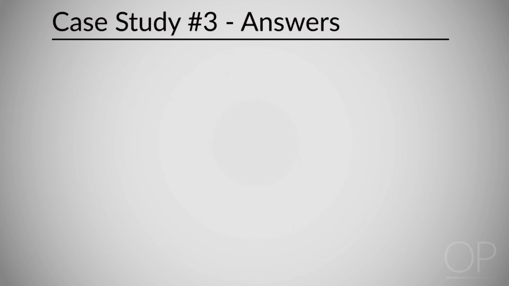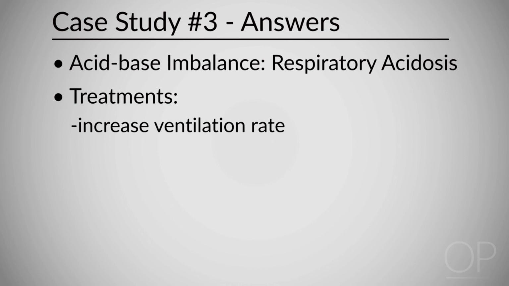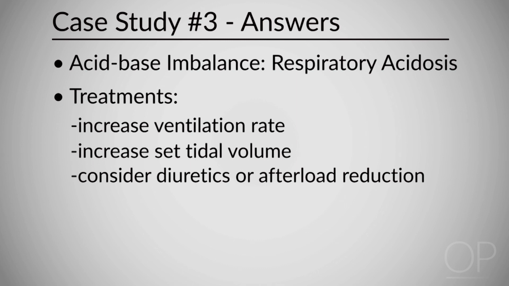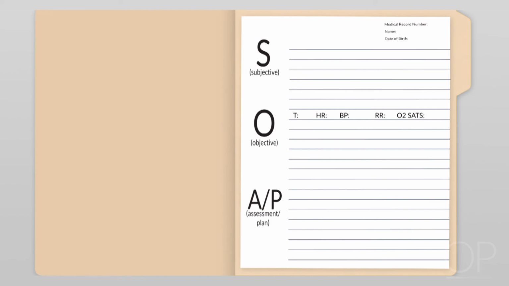The answer to case study number 3 would be respiratory acidosis. And the possible treatments would be 1, increase the ventilator rate to help eliminate carbon dioxide. Or 2, increase the set tidal volume to help eliminate carbon dioxide. Or 3, consider diuretics or afterload reduction if the patient has pulmonary edema due to congestive heart failure because of cardiomyopathy. Now for the final case study number 4.